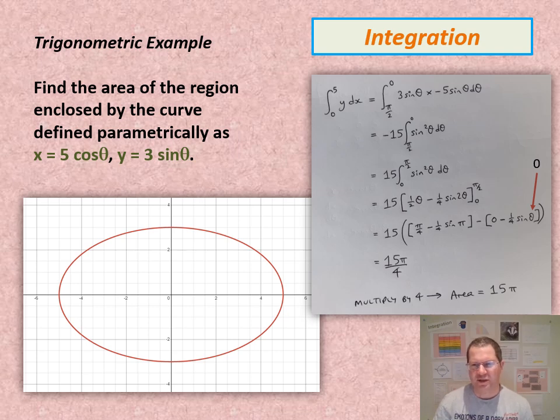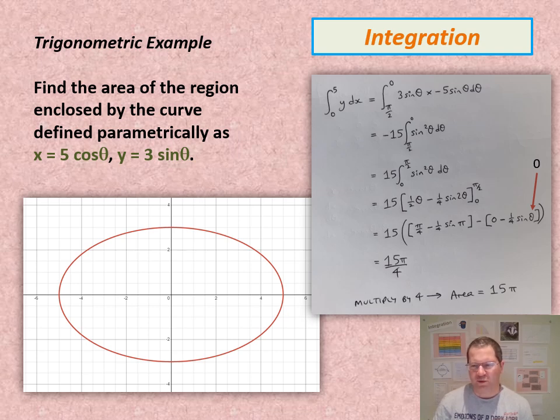So we want to integrate y with respect to x between 0 and 5 for x. So using our limits, that means we're integrating between pi over 2 and 0. y is 3 sine theta, and dx is -5 sine theta d theta. So again, simplifying, tidying up, we get -15 sine squared theta d theta. And what we can do here is change the -15 to a +15 and swap the limits to get it as we would like it to look. So we're integrating 15 sine squared theta d theta between limits of 0 and pi over 2.